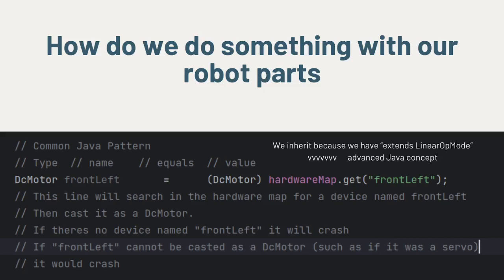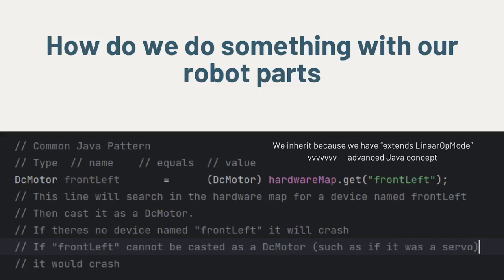And in FTC, what we generally do is use hardware map, which we inherit because we extend LinearOpMode: hardwareMap.get, and then in quotation marks, so this is a string right here, front left. So what this line will do is search in the hardware map for a device named front left.